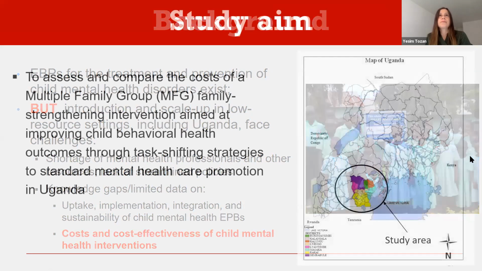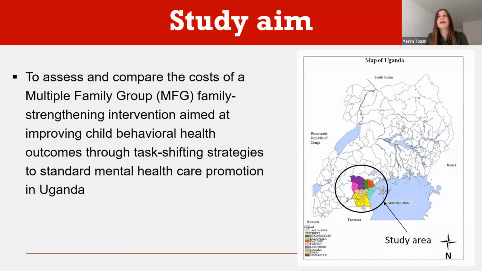Next slide, please. So in the context of the trial of the MFG intervention in Uganda, we assessed the economic costs of the intervention aimed at improving child behavioral health outcomes through task shifting strategies. As you have heard from the previous panelists, the intervention was delivered by community health care workers or trained parent peers. We also costed out the control arm, which was the standard mental health care promotion based on the resources provided by the Ministry of Health in Uganda.